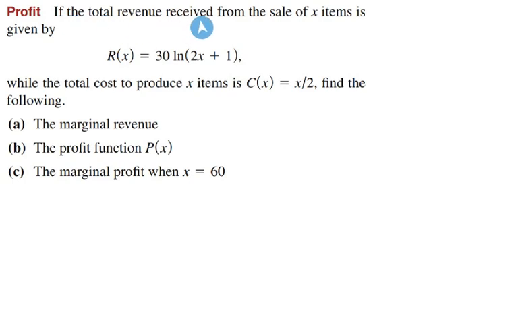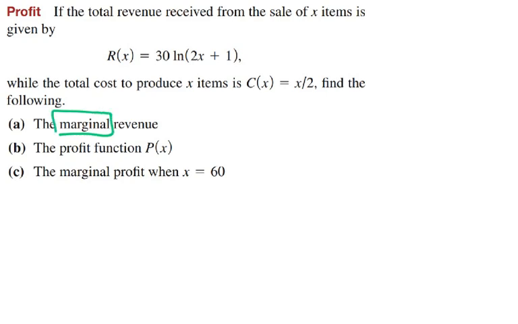If the total revenue received from the sale of x items, so x represents items, is given by R of x, my revenue function, equals 30 times the natural log of the quantity 2x plus 1, while we know the total cost to produce x items is C of x equals x divided by 2, or 1/2 x. Let's find the following. For the first part, we want to find the marginal revenue.